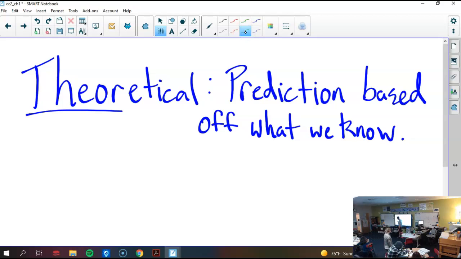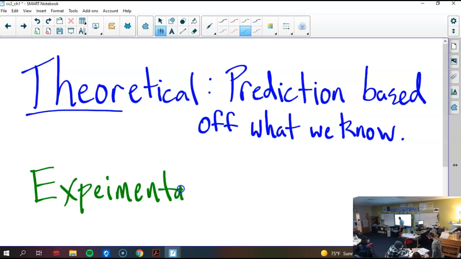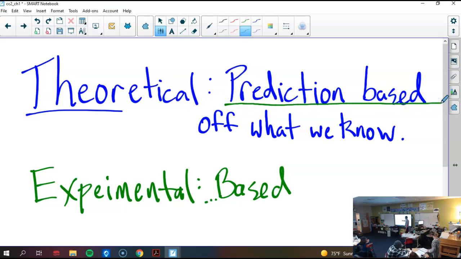Whereas experimental, same thing, so I'm actually going to shorten this sentence and just put a dot, dot, dot at the beginning. Same thing of prediction based off. So it's still a prediction based off, or based on.